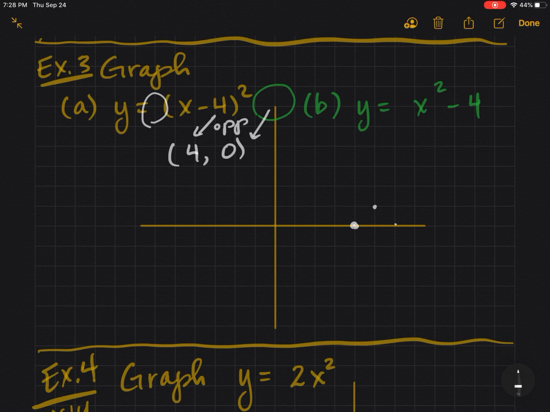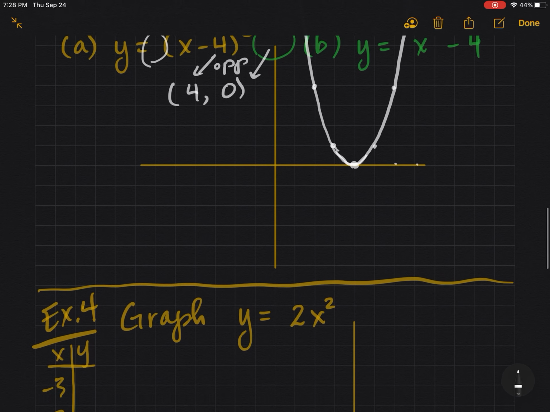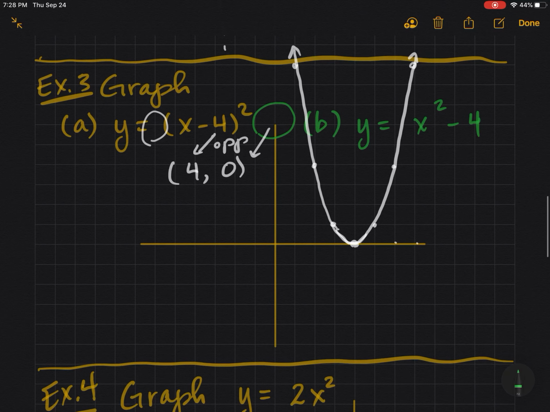Same shape. 1 squared is 1. 2 squared is 4. 3 squared is 9. And this same thing over and over. We're going to continue this shape. Uh-oh. Don't make it pointy. Nice and round. Okay. So now let's look at the second graph.